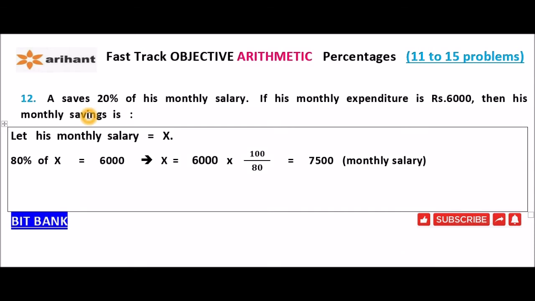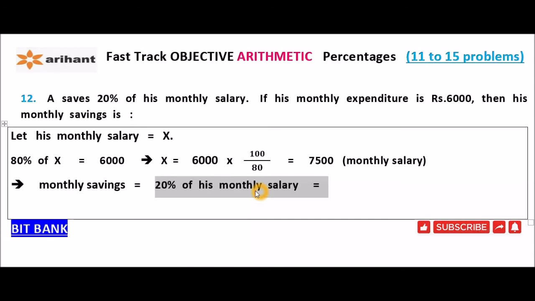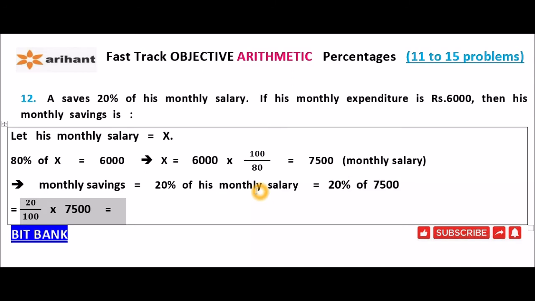We have to find out monthly savings. So 20% of monthly salary is monthly savings. His monthly salary is 7,500. So 20% of 7,500 is equal to 20 by 100 into 7,500. Zeros will be cancelled. 20 into 75 is equal to 1,500. His monthly savings is 1,500. This is the answer.